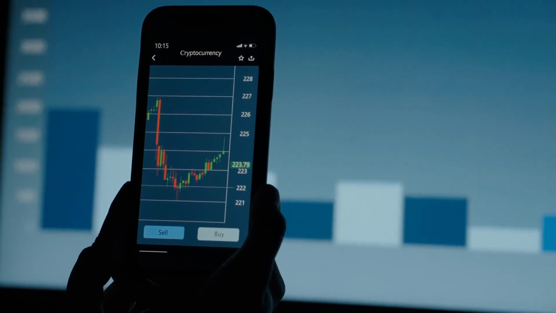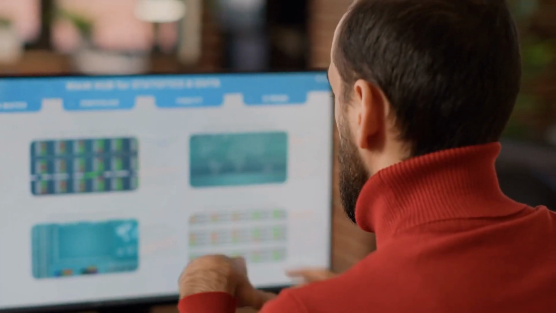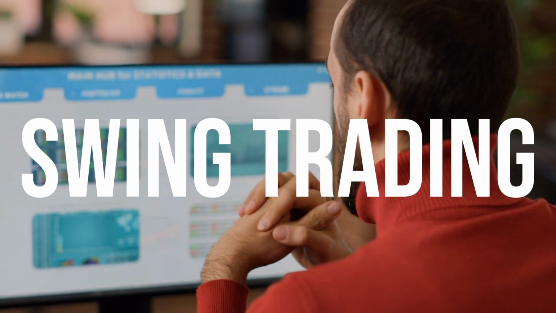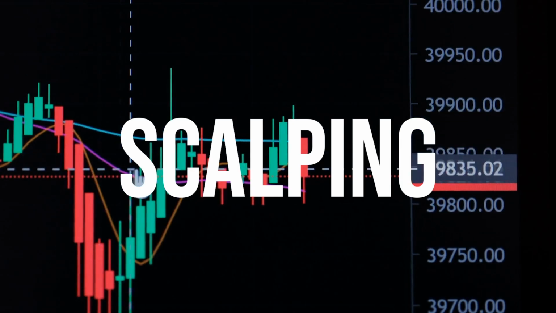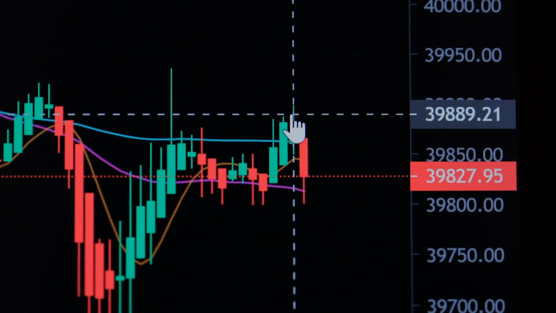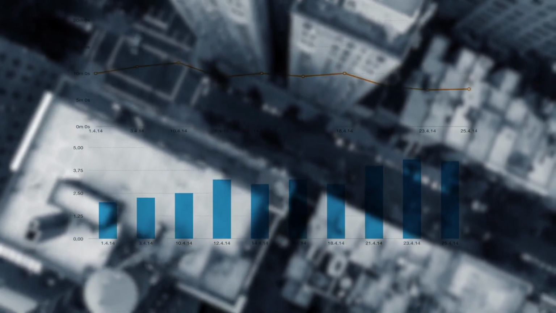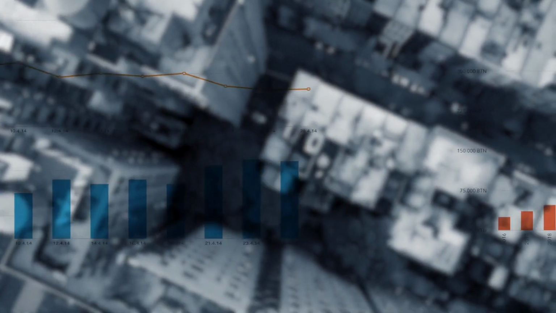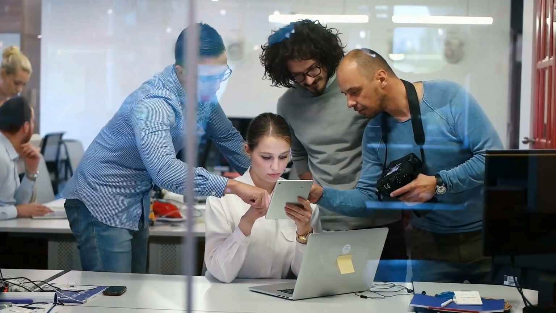Moving on, there are different trading approaches based on time frames. Let's explore four popular ones: scalping, day trading, swing trading, and positional trading. Scalping involves making quick trades throughout the day to profit from small price movements. Traders take advantage of small profits from each trade, accumulating them over time. It requires quick decision making and monitoring of the market closely.